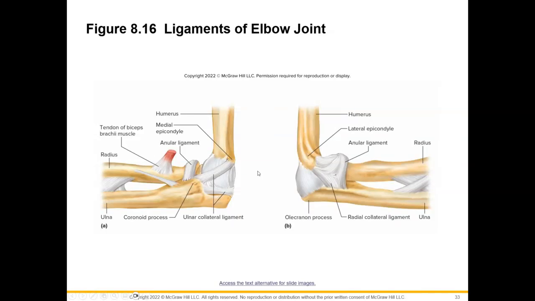And this shows you the ligaments of the elbow joint. Again, there are several.